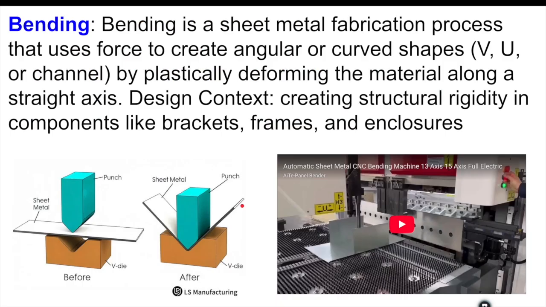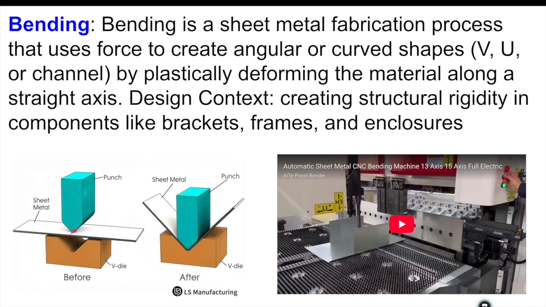So with bending, usually you're bending sheet metal, and it's usually sheet metal fabrication processes that uses force to create angular or curved shapes. So usually we're doing V or U or some sort of channel by plastically deforming the material along a straight axis. And the design context that you would use for this is creating structural rigidity in components like brackets, frames, or enclosures.